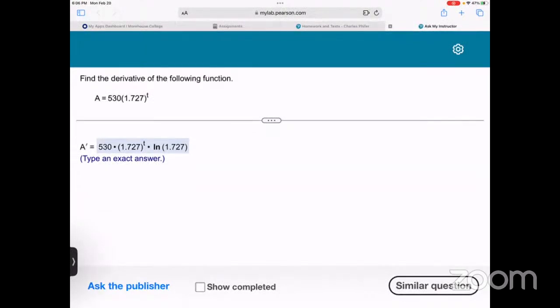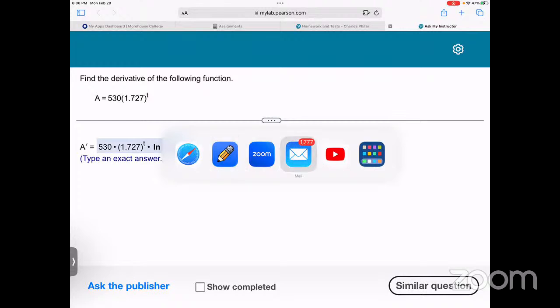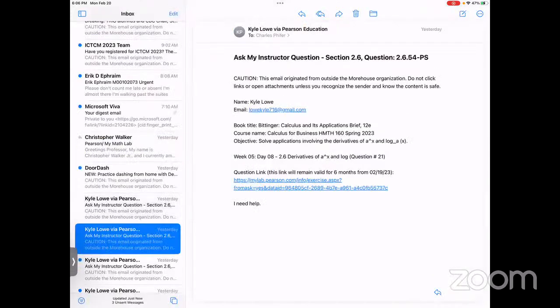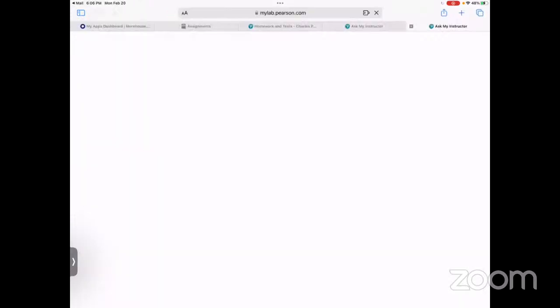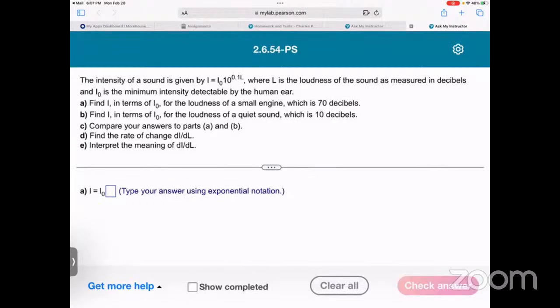Let me go to the next one. I'm just going to open it up. Basically, this is what a student used to ask my instructor. Now let's look at this one. This one comes from section 2.6, question 54. I think the PS stands for physical sciences. It says the intensity of sound is given by this, where L is the loudness of the sound measured in decibels, and I naught is the minimum intensity detectable by the human ear. Find I in terms of I naught for the loudness of a small engine, which is 70 decibels.